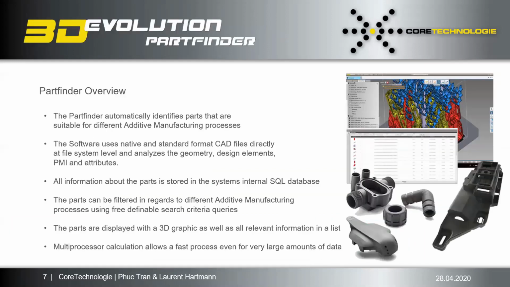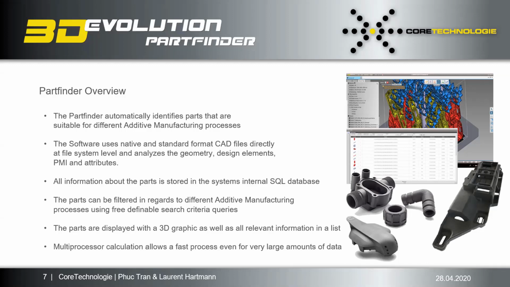Partfinder. I have prepared some slides about the Partfinder to give you all the details first. The Partfinder is created to identify parts which are suitable for different additive manufacturing processes. And in this case, Partfinder is able to read out all the information of the CAD files, of the native ones and of the standard ones. So directly out of the data, we take all the information.